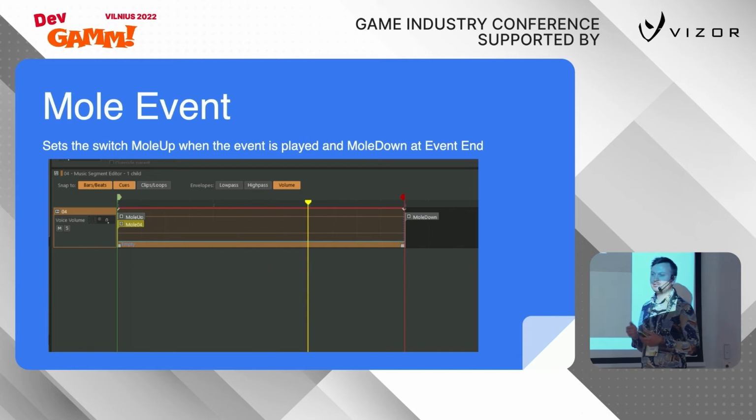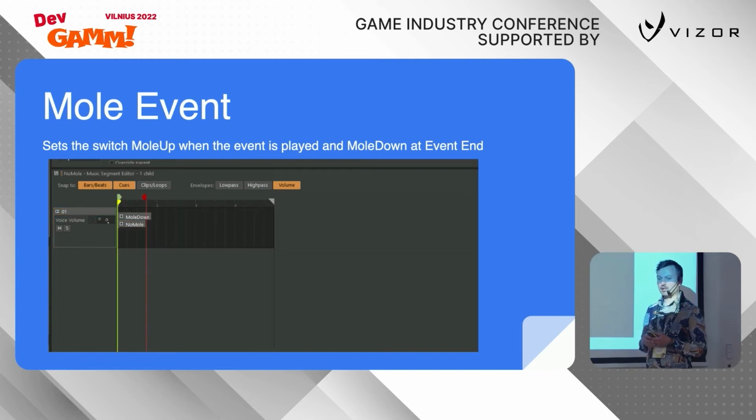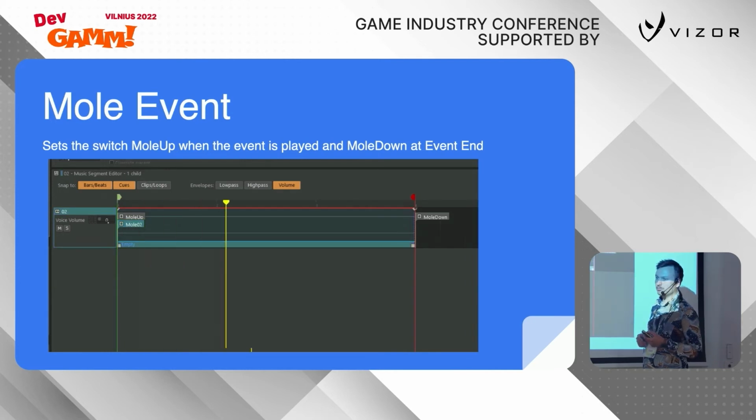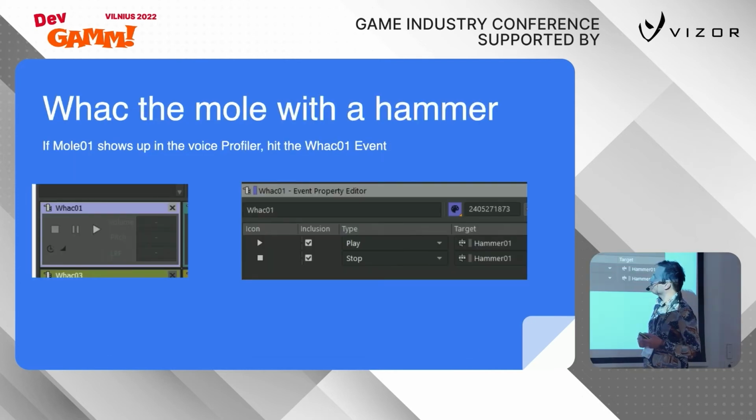So that's something that you would typically do in a game engine to tell the system we have a mole up or a mole down. So that's what's happening here. And when you press the button, when you press whack 1, then you press the hammer event, and to avoid problems, I found out you have to stop the event after, otherwise it would just get spammed in the system. So that's what's happening here.